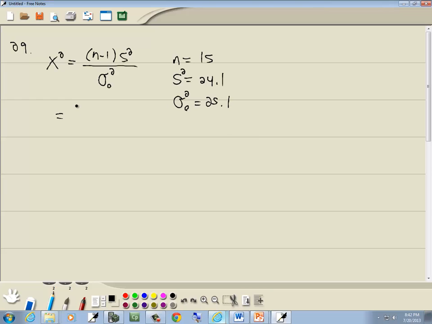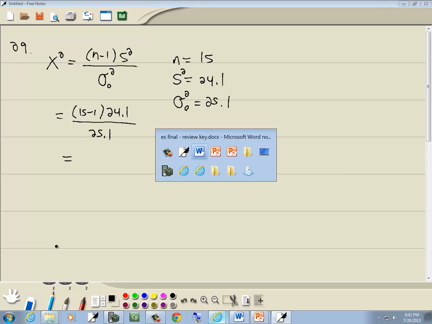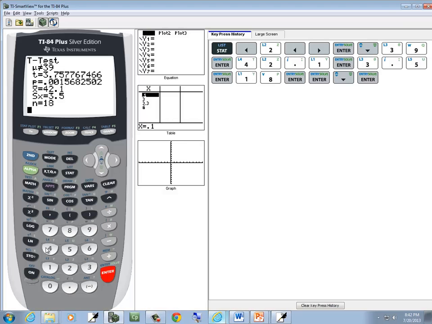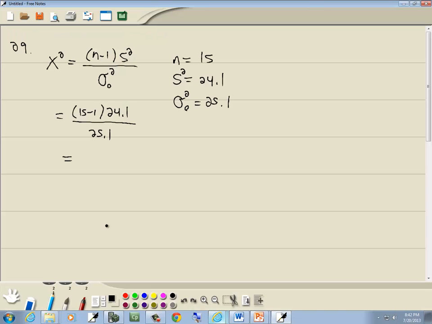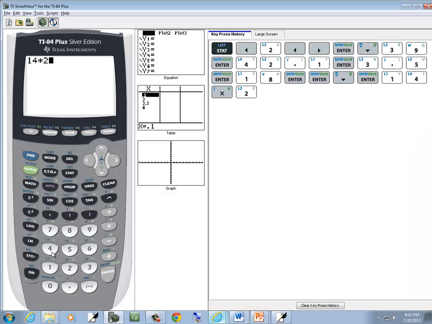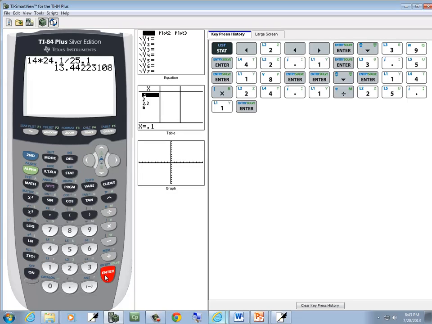Okay, so we're going to have 15 minus 1 times s squared. Now that's already squared, so I don't need to square it again. Over this squared, which is 25.1. 15 minus 1 is 14, so let me simplify that a little bit. 14 times 24.1 divided by 25.1. Enter. And we get 13.44.